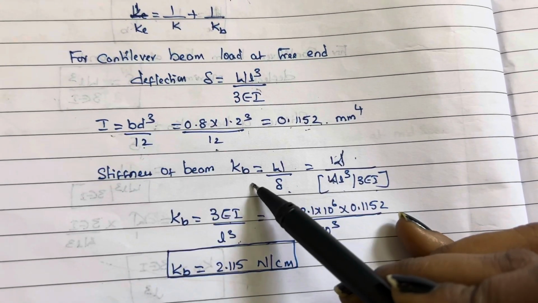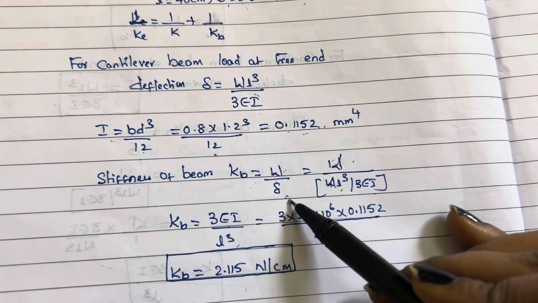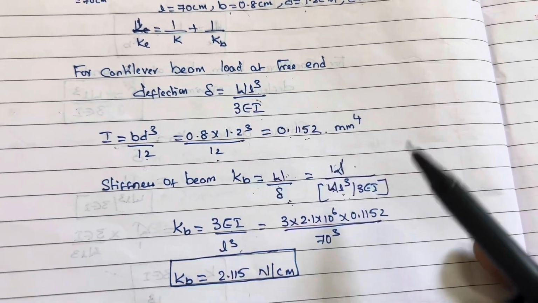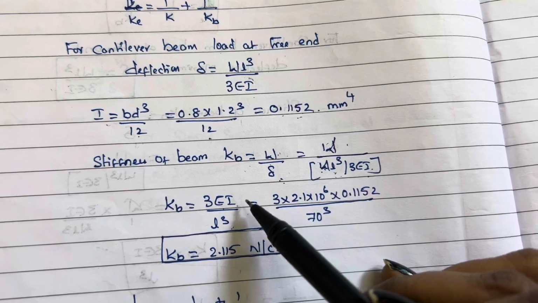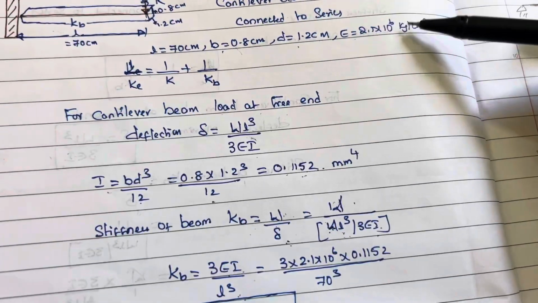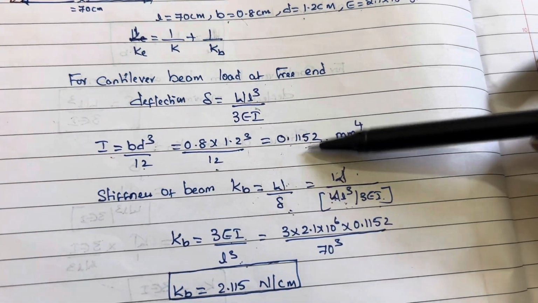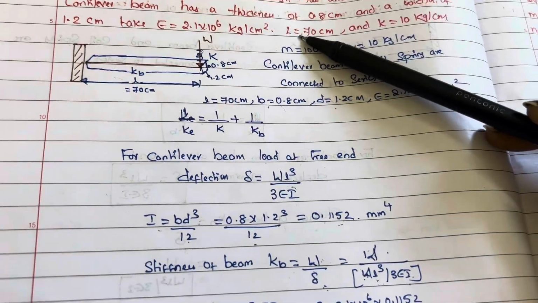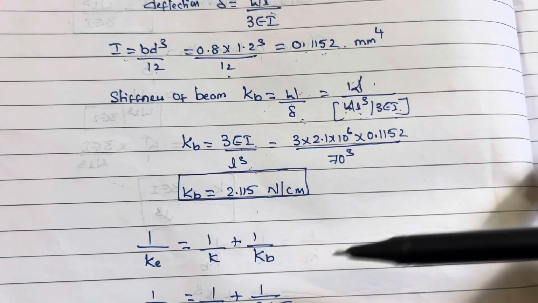So stiffness of the beam Kb is equal to W by delta. W by delta is nothing but W by WL cubed by 3EI for the cantilever beam with load at the free end. So W will get cancelled. Kb is equal to 3EI by L cubed. So 3 into the E value they have given, 2.1 into 10 power 6, into the I value we found here, divided by L cubed, where L is 70 centimeters, the length of the beam. So we get the stiffness of the complete beam element.